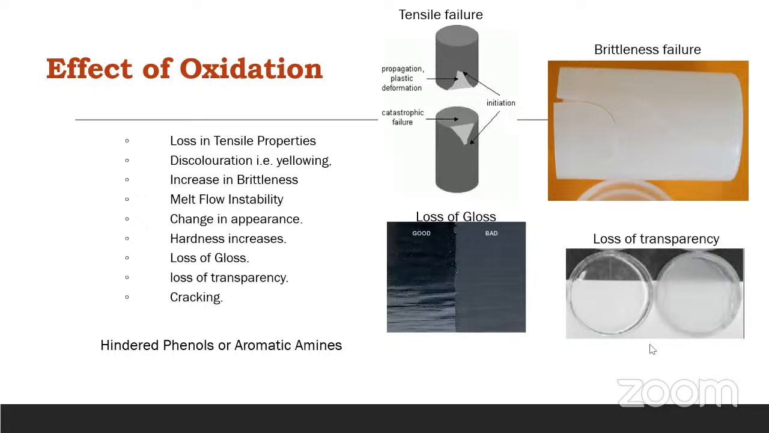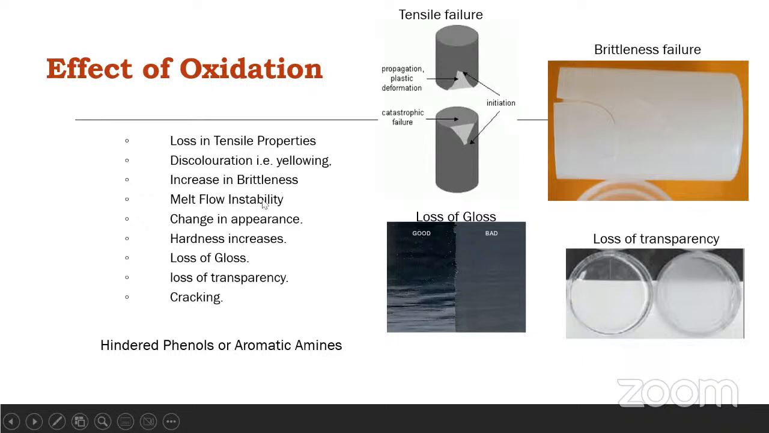Now the effect of oxidation. When we are talking about oxidation, we can just discuss what is the effect of oxidation. So due to oxidation, what will happen? You will lose the tensile properties, or we can say the mechanical properties, or we can say the strength of your material. Then again, you can have a discoloration like yellowing. Then increased brittleness. As you can see in this picture, it is a brittle failure of the material, it is cracked.